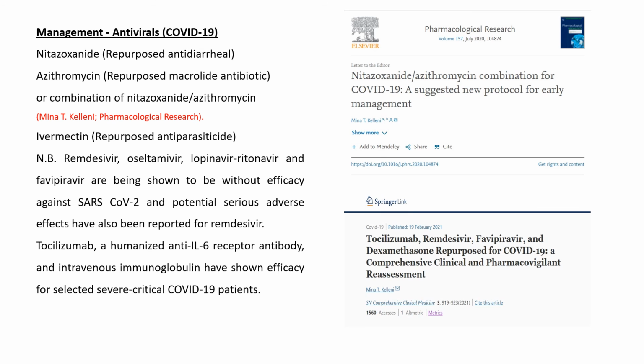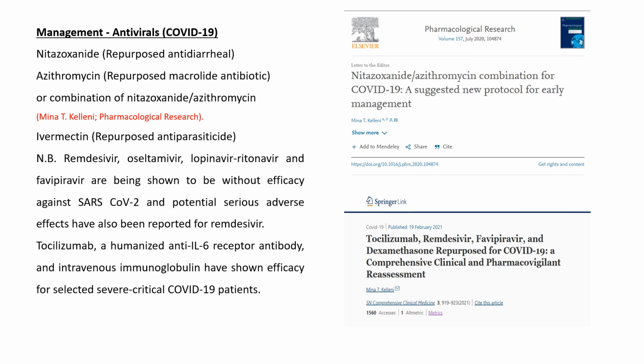We have also ivermectin, repurposed antiparasiticide. To be noted that remdesivir, oseltamivir, lopinavir, ritonavir, and favipiravir are being shown to be either without efficacy or potentially have serious adverse effects. And here is another paper regarding the potential toxicity of remdesivir and favipiravir and the unwise use of dexamethasone in cases of COVID-19. I encourage you, if you have time, to see it for your clinical practice with COVID-19.